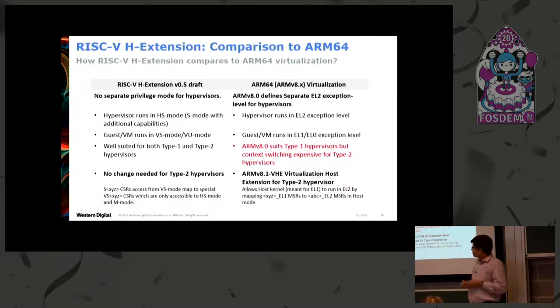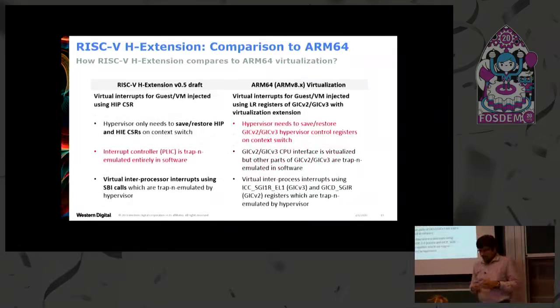And similar aliasing is also there in case of the H extension, but this is more at the VS mode level, where all the S mode CSR accesses from the VS mode will map to the VS CSRs. So pretty much this is already taken care of in case of RISC-V. So going forward to virtual interrupts.